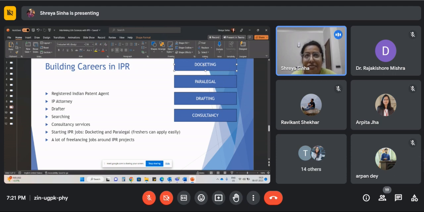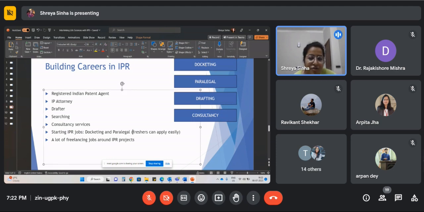Docketing is something where an attorney is filing a patent and corresponding with the client. In the IPR field, that correspondence is very important, because it entails all the deadlines and all the important features of the patent, which is confidential. So a docketer will record those correspondences between the attorney and the client. There are several softwares for docketing. So docketing is the first stage, and this can be done by any person. The science background is not required for docketing.